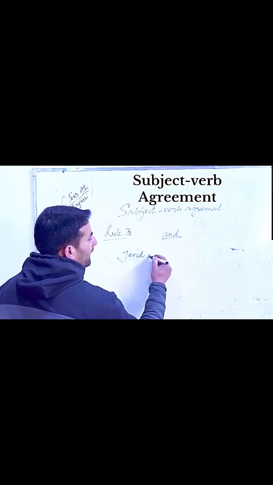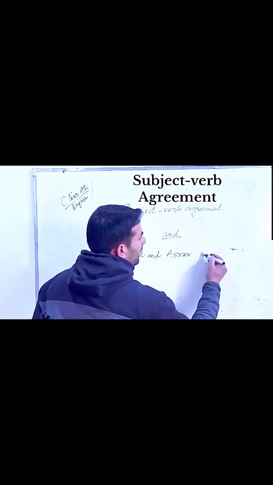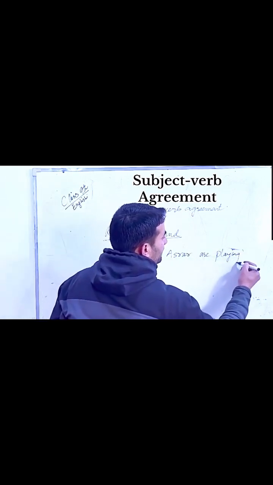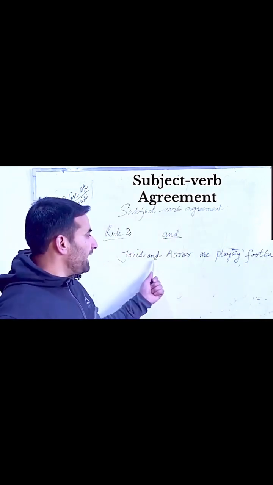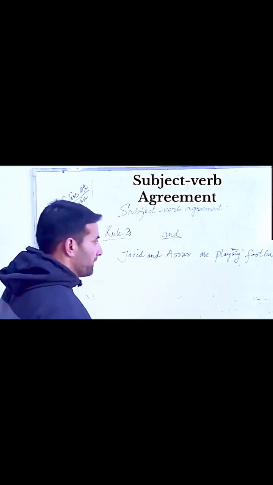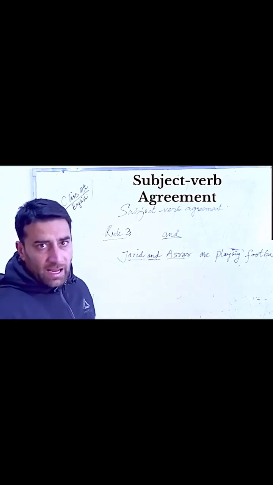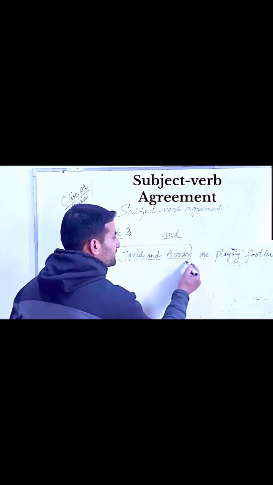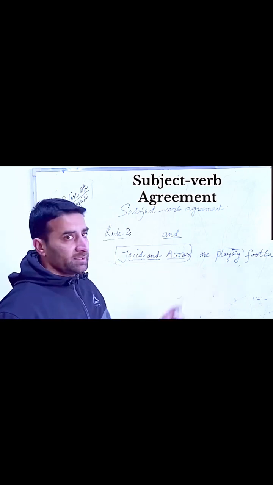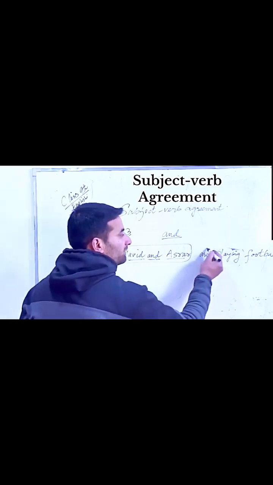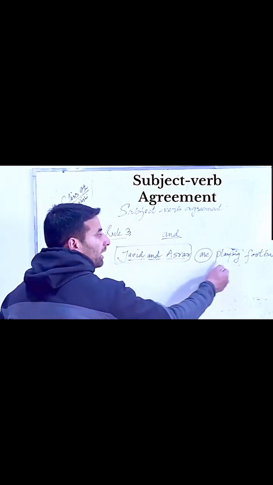Javed and Asrar are playing football. So I have got a sentence here. Javed and Asrar are playing football. Important thing is that Javed and Asrar, these are two persons combined with a conjunction that's called and. So this whole is called subject, but this is compound subject. These are basically two persons, Javed and Asrar. And the corresponding verb, talking about here the helping verb, it is plural. Javed and Asrar are playing football.